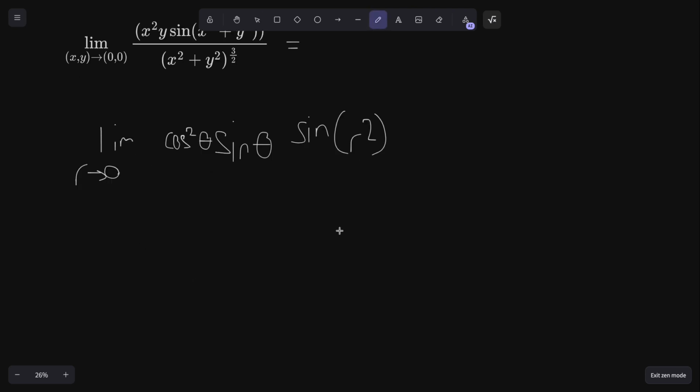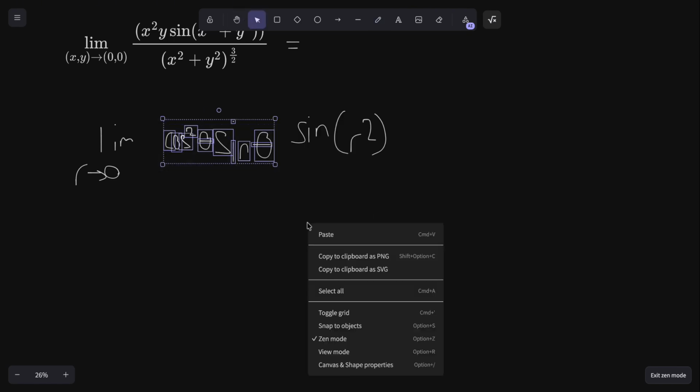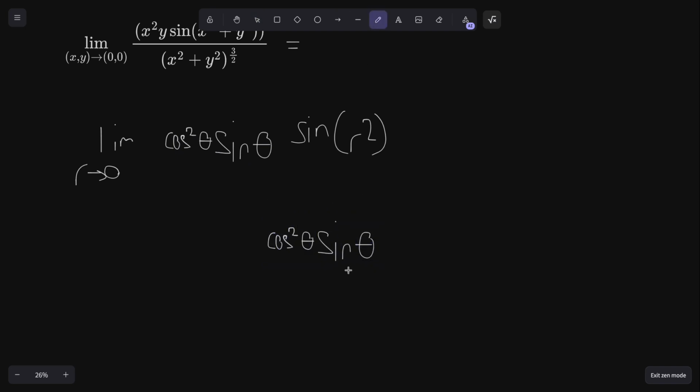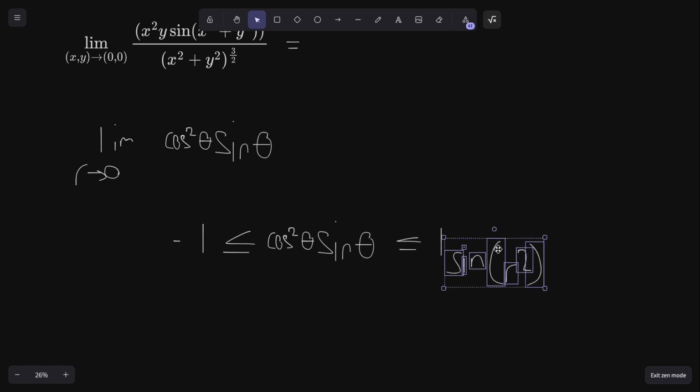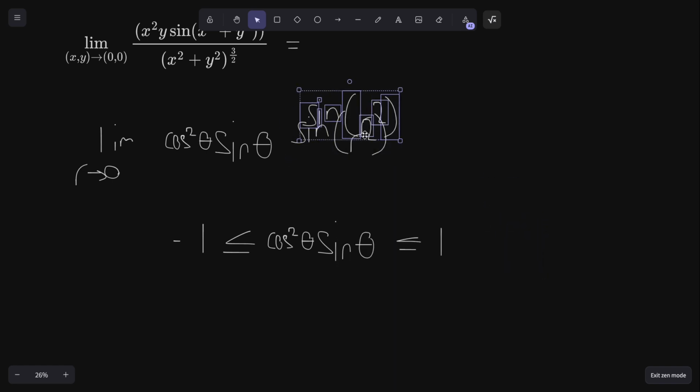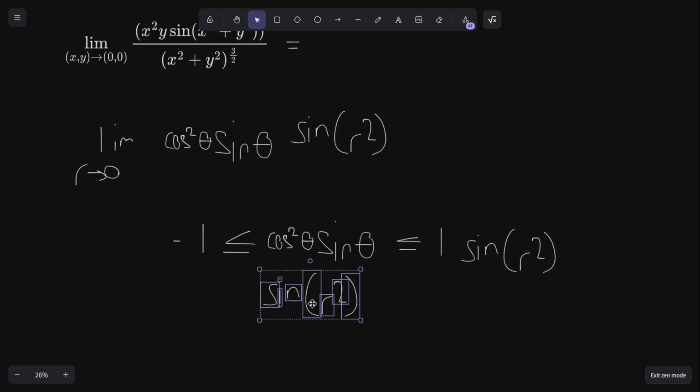All right, let's do this. So we want to start off with these thetas right over here. And we know that cosine squared of theta times sine of theta has to be between 1 and -1. And if I multiply everything by sine of r squared, let me just copy and paste everything.